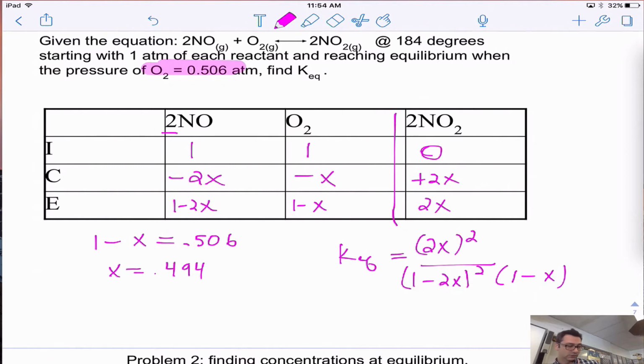All right, so these are two problems. I want you to go find KEQ for me. Tell me what you get tomorrow. We can go over it. We're going to practice more of these in class.